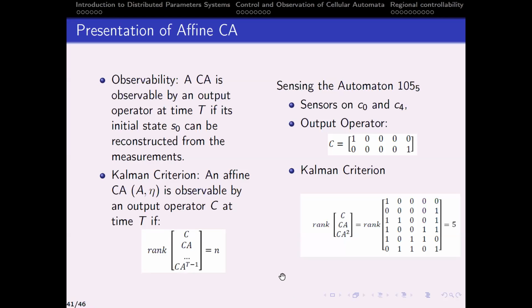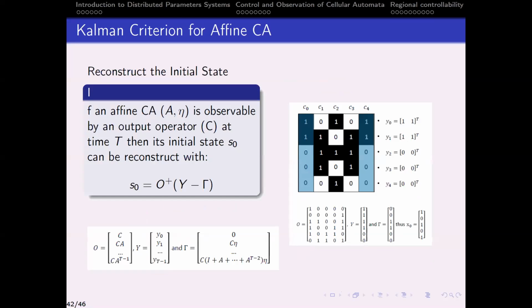Then, for this example, we can prove and check the rank of this matrix, and see how to reconstruct the initial state by applying this operator, how to obtain S0 according to the matrix, to the vector Y and gamma, which depends on the observation matrix C.